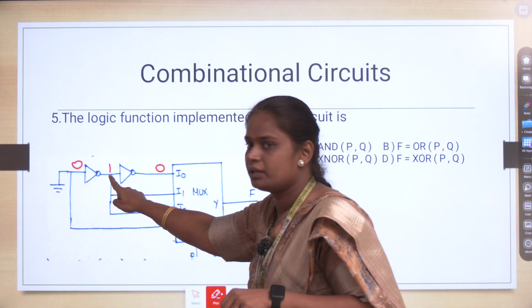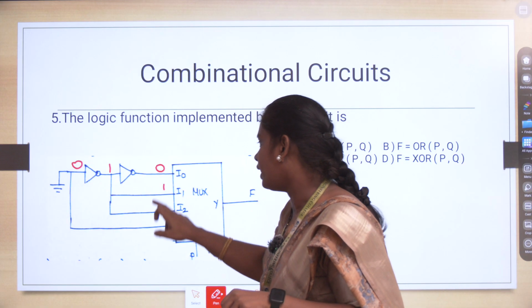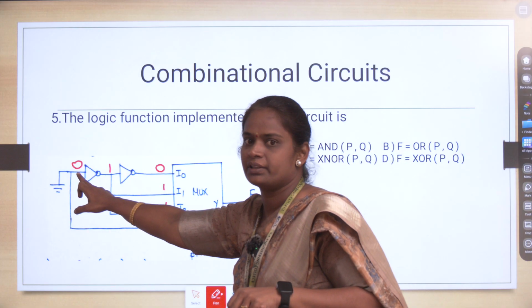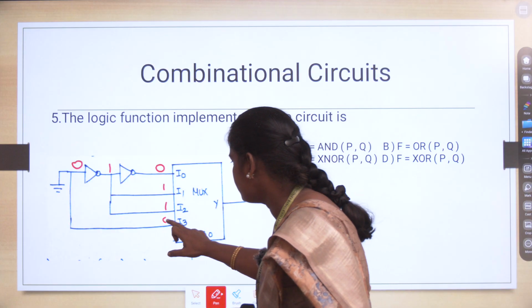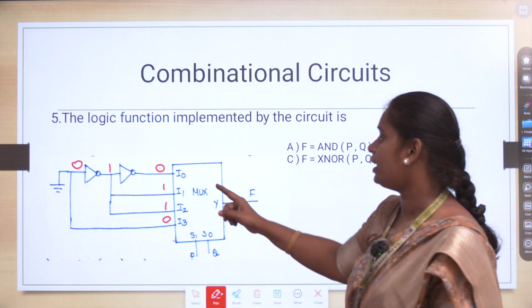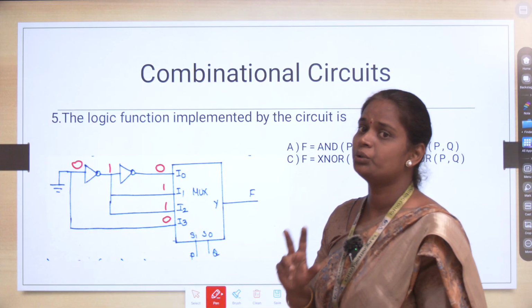This I1 is connected here, so that is 1. I1 is equal to 1. I2 is equal to 1. I3 is connected with this, which is nothing but 0. So your I0 is equal to 0, I1 is equal to 1, I2 is equal to 1, I3 is equal to 0.